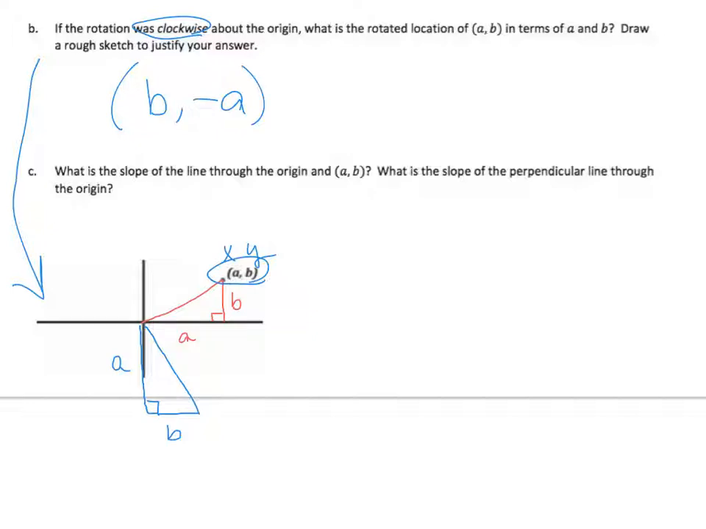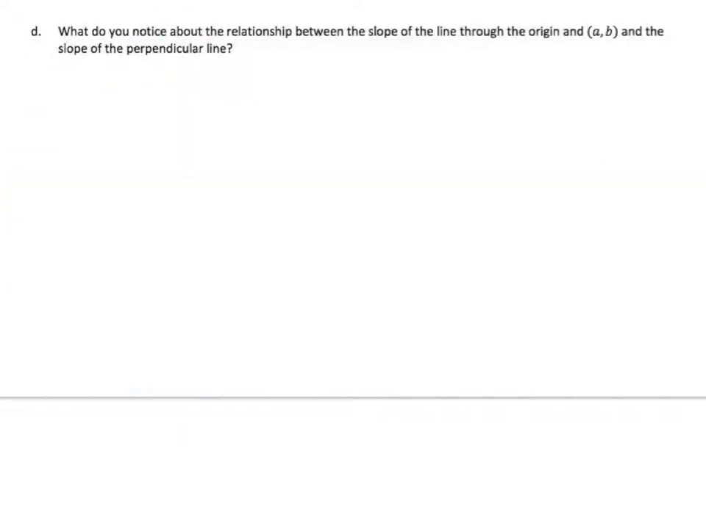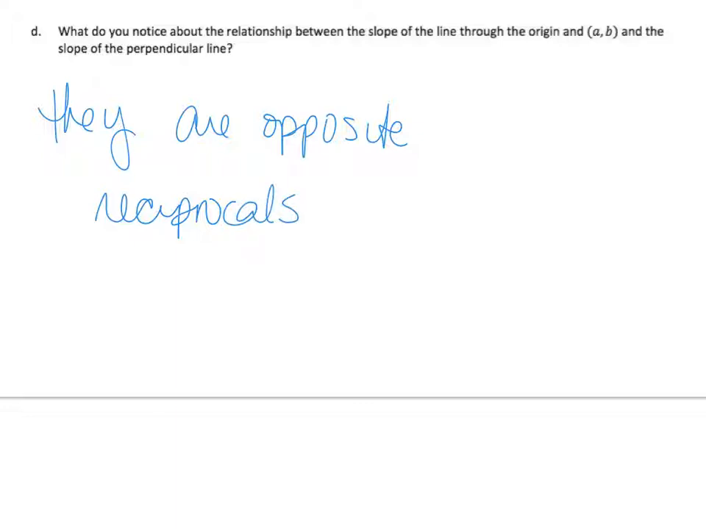So what's the slope of the line through the origin and AB? The slope is going to be change in Y over change in X. What is the slope of the perpendicular line through the origin? That would be the part B that we did, where the slope is change in Y over change in X. Cool. So what do you notice about the relationship between the slope of the line through the origin and AB and the slope of the perpendicular line? They are opposite reciprocals of each other.